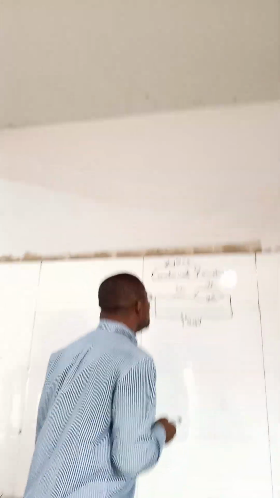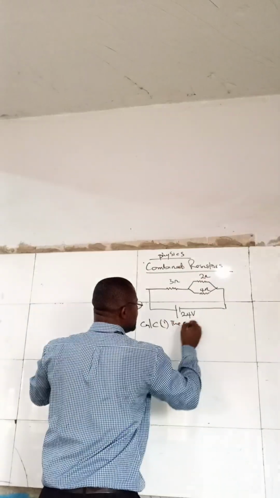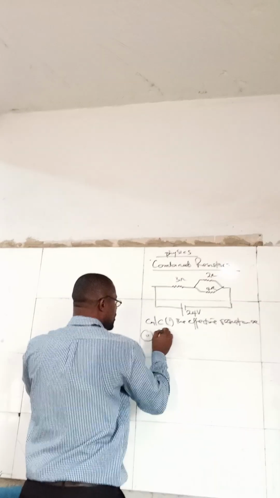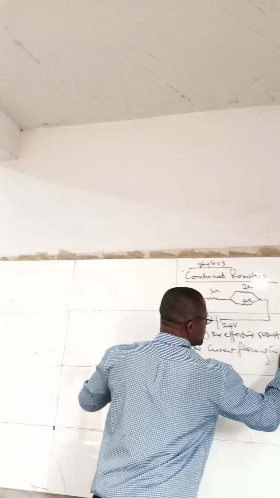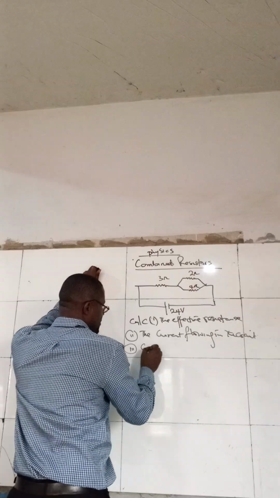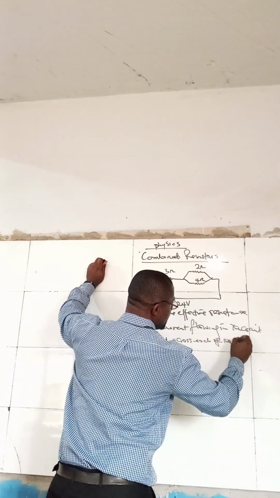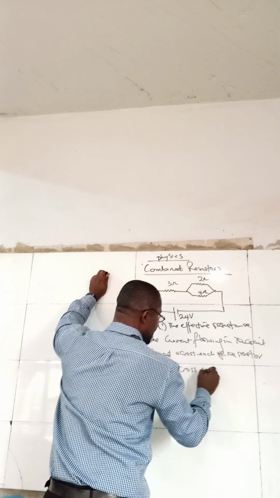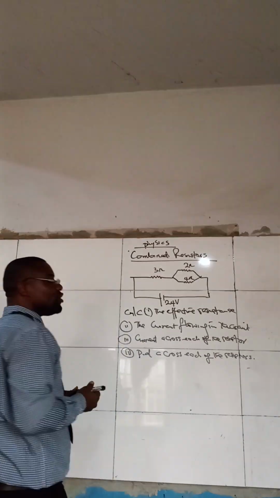In this circuit diagram, we are asked to calculate: one, the effective resistance; two, the current flowing in the circuit; three, the current across each of the resistors; and four, the potential difference across each of the resistors. So, solution.